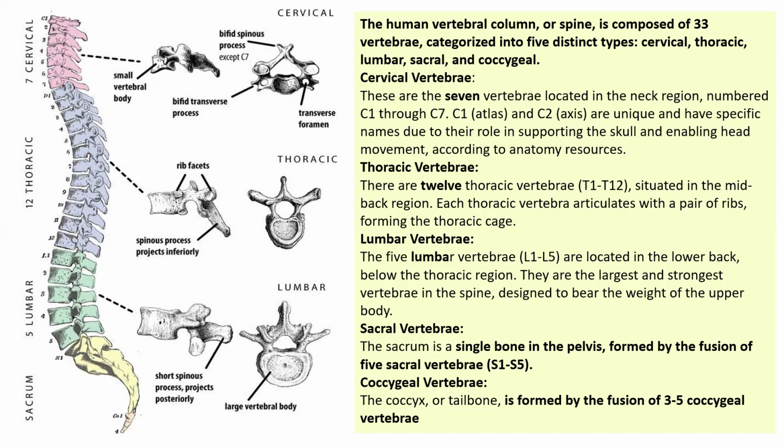Next is the sacral vertebrae. The sacrum is a single bone in the pelvis, formed by the fusion of five sacral vertebrae. The last one is the coccygeal vertebrae, also known as the coccyx or tailbone, which is formed by the fusion of three coccygeal vertebrae.